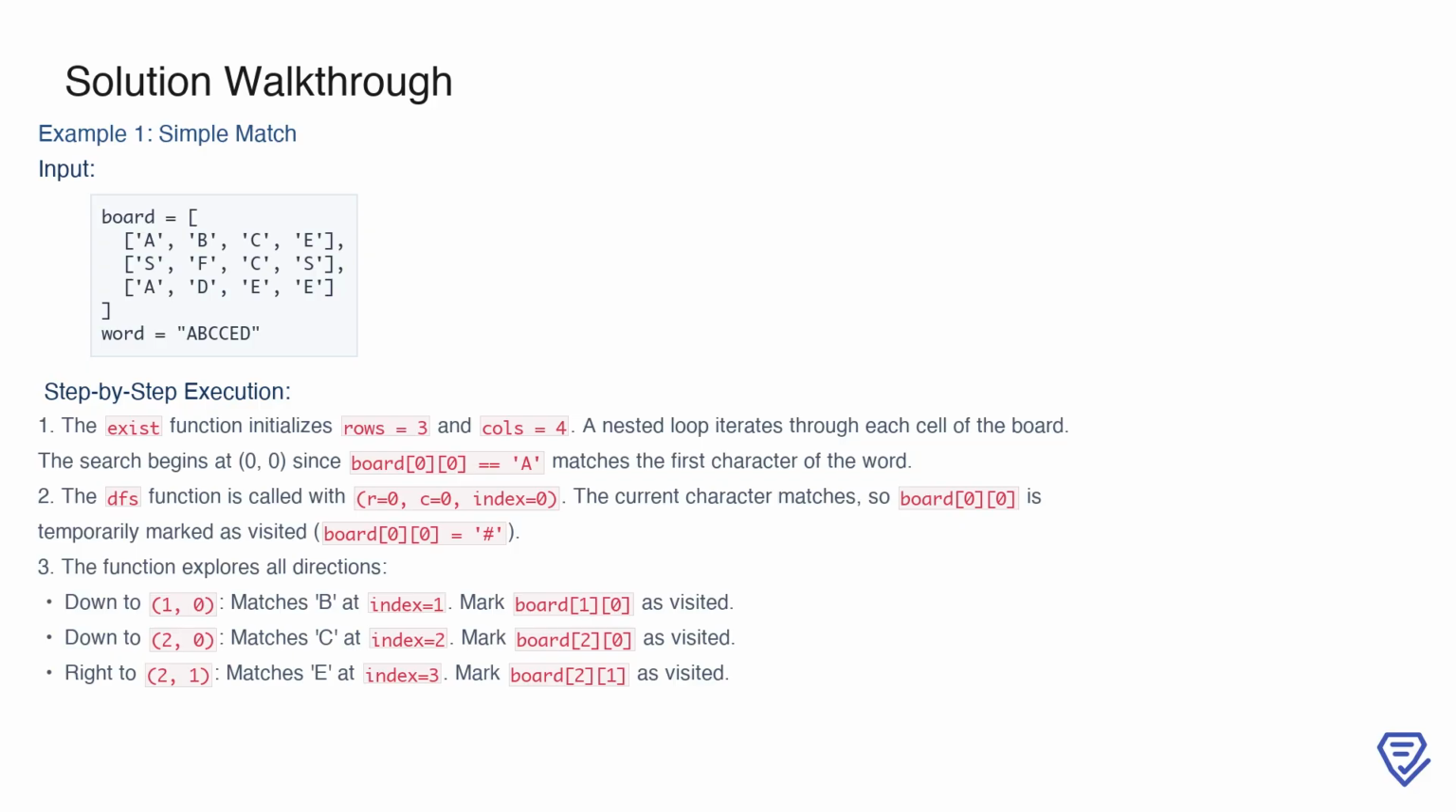From this point, the function explores all possible directions. Moving down to 1, 0, it finds B, matching the second letter of the word. The cell is again marked as visited. Continuing further down to 2, 0, it encounters C, matching the third letter. Finally, moving right to 2, 1, it finds E, which matches the fourth letter. Each step progresses successfully toward constructing the word.